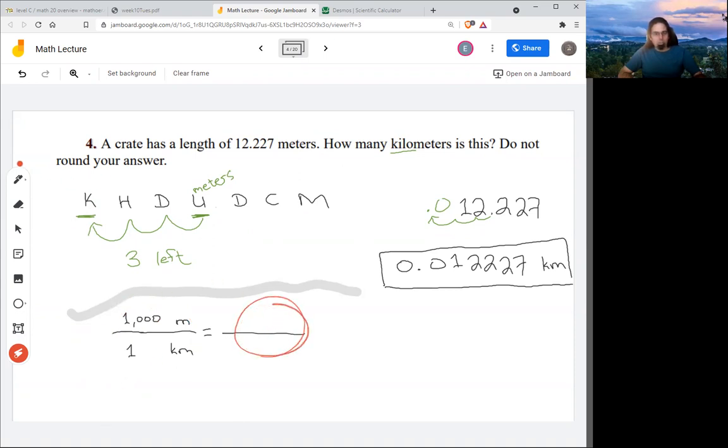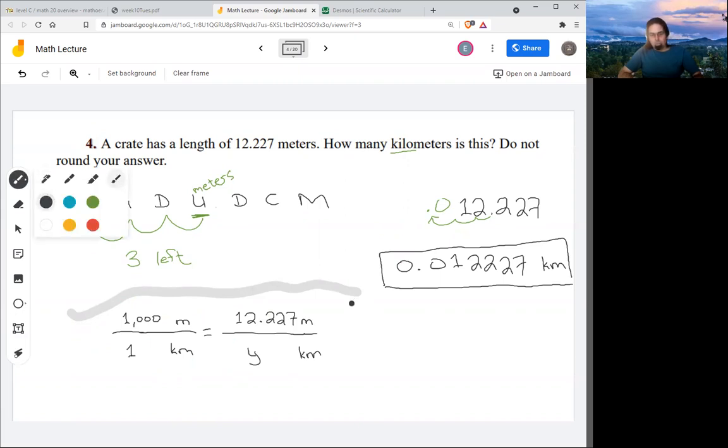On the other side, we have this particular problem, 12.227 meters, and I'm not sure how many kilometers. And then you could cross multiply and you would get the same answer.